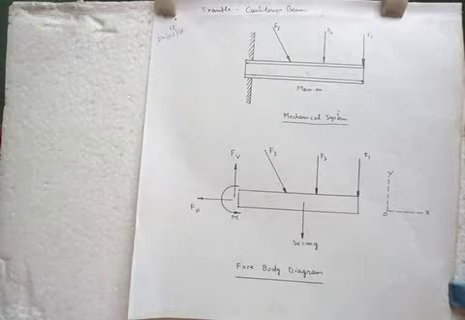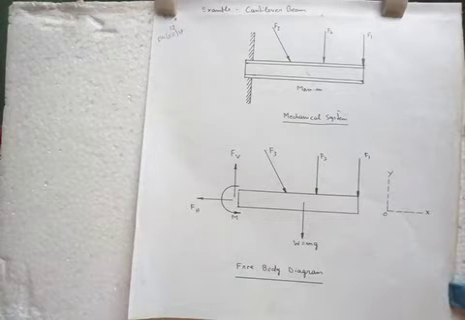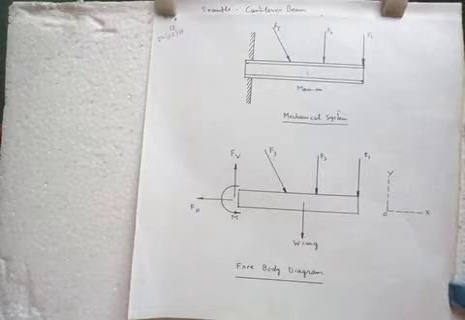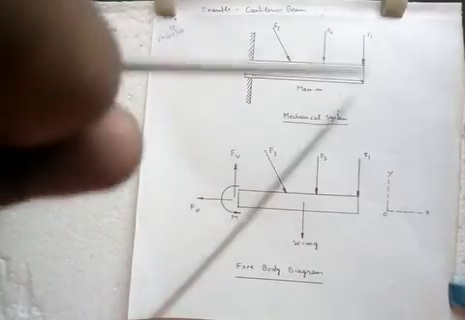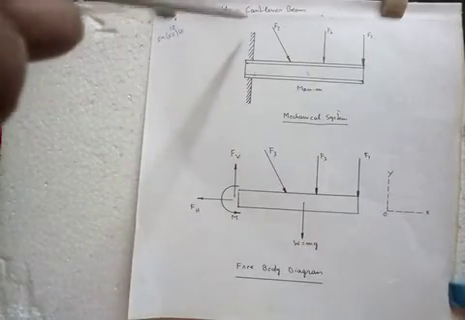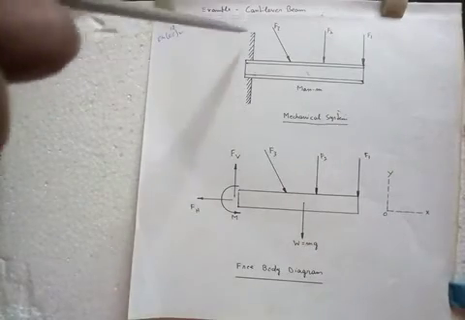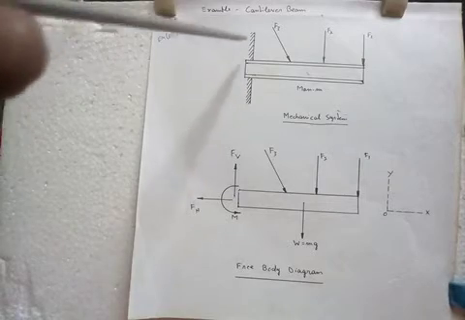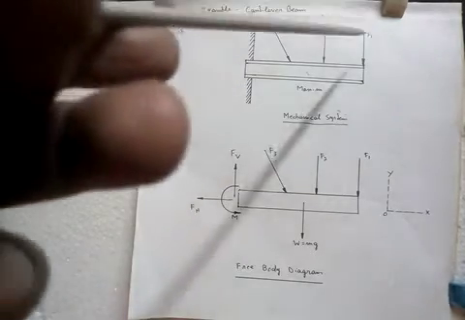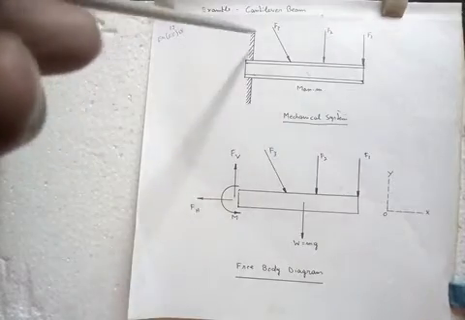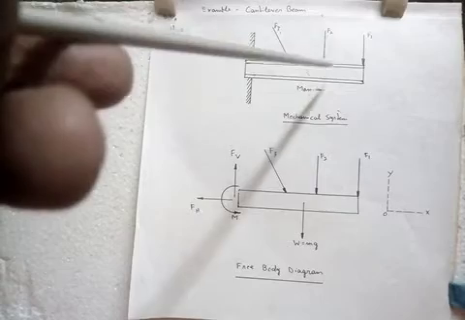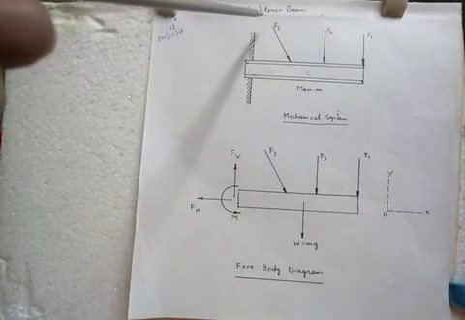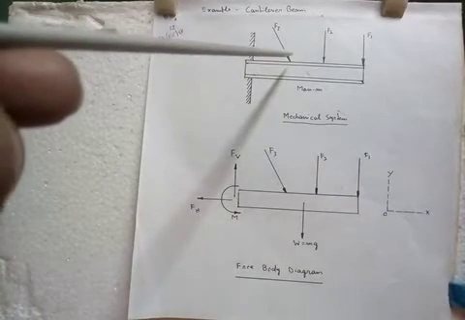Now let us take an example of a cantilever beam with loads on this beam. This is a cantilever beam. One end is rigidly attached to a wall, and three forces are acting here: F1, F2 and F3. F1 is vertically downward, F2 is vertically downward, and F3 is downward, but at some angle with the vertical.